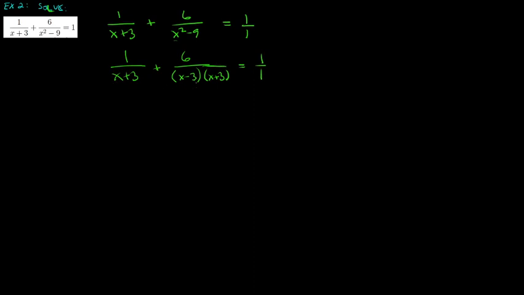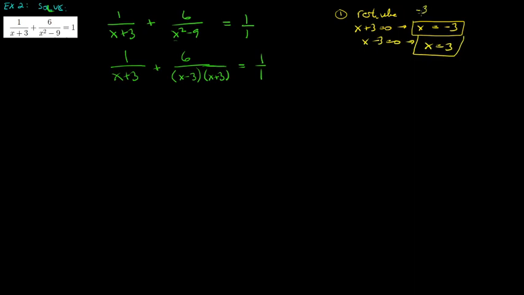Okay, so yeah, we need the restricted values. So the restricted values, well, we have an x plus 3 in the denominator, so that would give us x equals negative 3. So hopefully we won't get that as our answer. We also have an x minus 3 in the denominator, so when that's equal to 0, we get x equals positive 3. So we get two restricted values, right? We get negative 3 and positive 3.